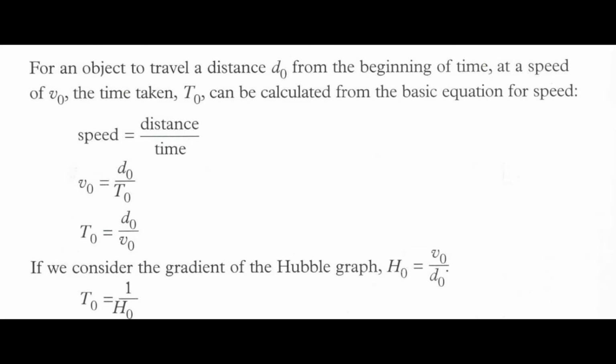Knowing the distance of a star and its velocity, we can measure the time taken for it to get there. Since every interstellar body in the universe is moving away from each other, we can say that Earth is the center of the universe. Therefore, the time taken must be the age of the universe.